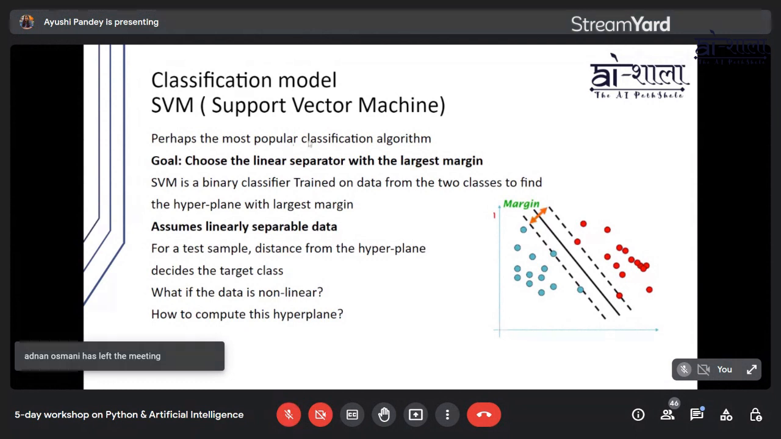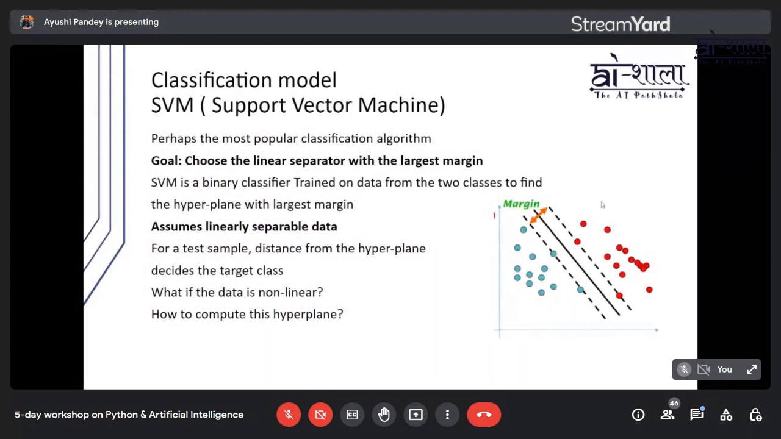So what is SVM? SVM is support vector machine. Our data is binary classified, so it belongs to two classes, and our data is linearly separable. You can see this is my data, this is class 1 and this is class 2, and it is linearly separable. Okay, so what is SVM?